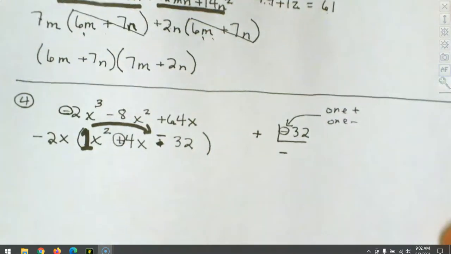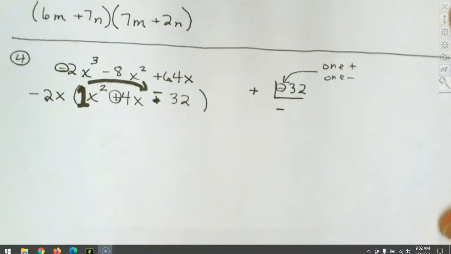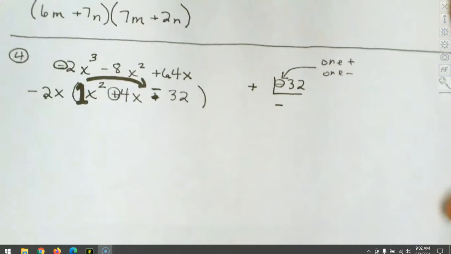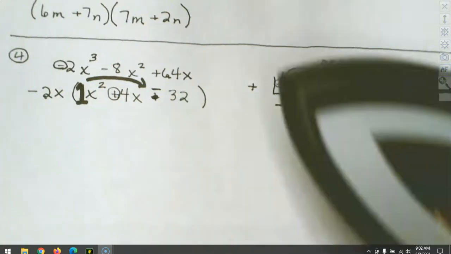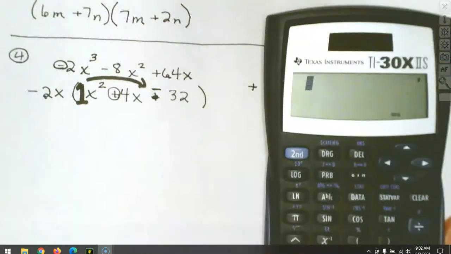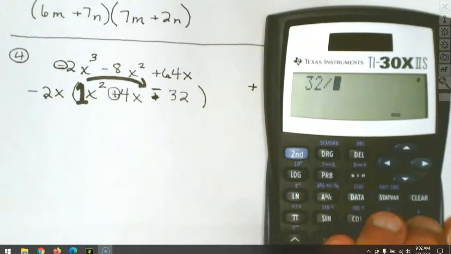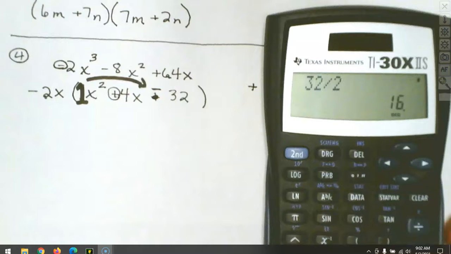So we need two numbers that multiply together to give you negative 32. And they're different signs, so they're going to subtract to give you that 4. So let's start with 32. 32 is an even number. So we'll start with 2. Now you can begin with 4 or 6 if you'd like. We'll just start with 2 and see if that's going to work.